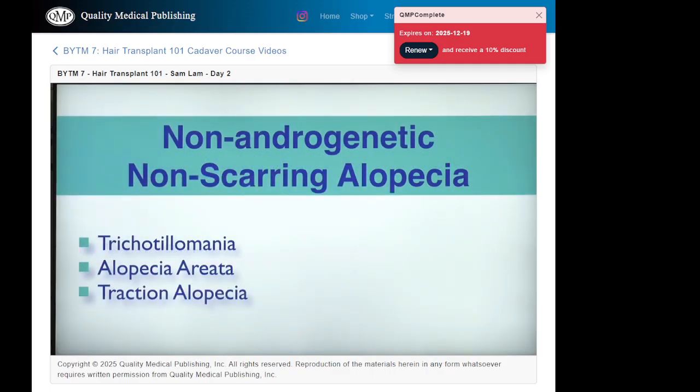This is important because I've heard even my esteemed colleagues lecture saying traction alopecia is a scarring hair loss. That is incorrect. Traction alopecia is not a scarring hair loss. Alopecia areata is not a scarring hair loss. And what defines that? There's no subcutaneous fibrosis. It doesn't have that. So it's a different mechanism. Traction alopecia does well with graft survival. It's like an androgenic alopecia.